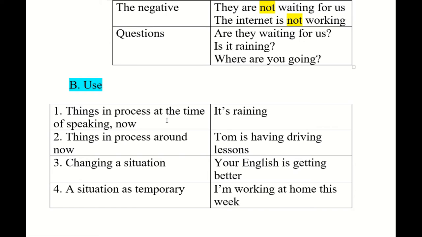Also, things in process around now, it means it happened around you, but you cannot see, you just know about it. For example, you have a friend, Tom. Tom is having driving lessons. Actually, you cannot see at the moment. You cannot see Tom have driving lessons, but you know Tom has driving lessons. Maybe Tom told you yesterday about that. I mean, you have to use the present continuous when things are in process at the time of speaking, and also in the process around now.